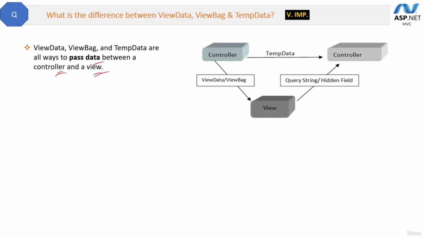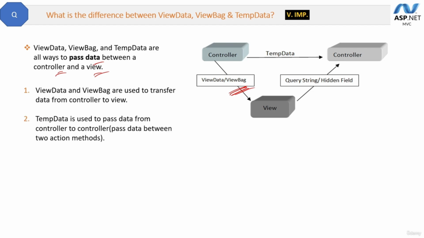Now the differences: ViewData and ViewBag are used to transfer data from controller to view, whereas TempData is used to pass data from controller to controller. Okay, pass data between the two action methods of the two different controllers. That is TempData. Now it is a very clear cut difference, right?